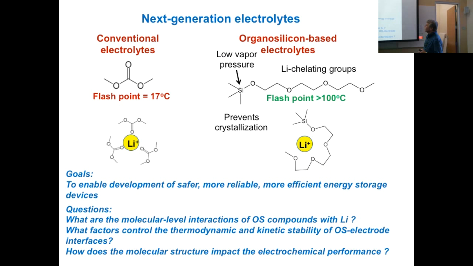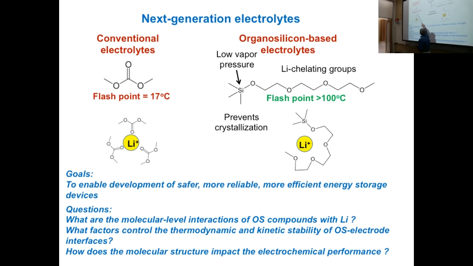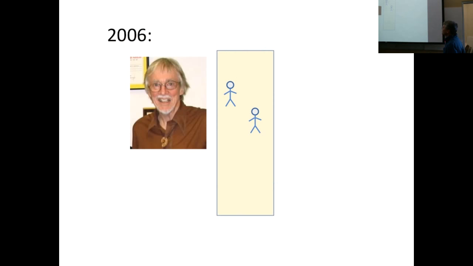Okay, so again, the idea that we have been working on is trying to replace these conventional electrolytes like dimethyl carbonate with this other class of compounds like this one, where we rely on these oxygens to wrap themselves around the lithium and complex with it. The silicon has kind of multiple functions: high dielectric constant, it lowers the vapor pressure, it makes it less flammable, and has some other properties as well.